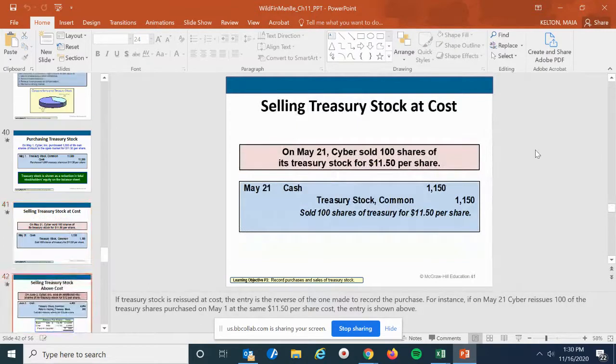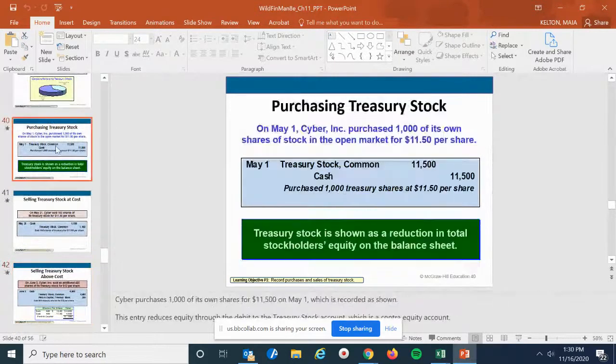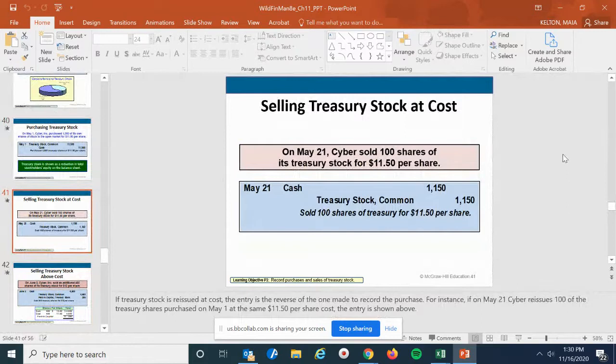So obviously, if we are selling treasury stock at cost, if the company repurchased it at the market price and then they decide to issue it again at that same price, then obviously we don't have an issue. Cash will go up and then we'll credit treasury stock common.